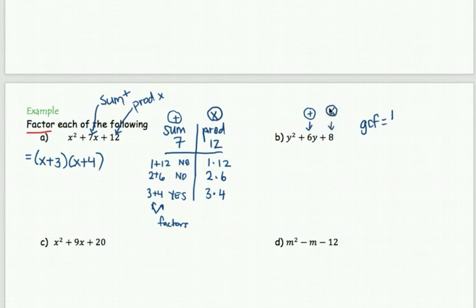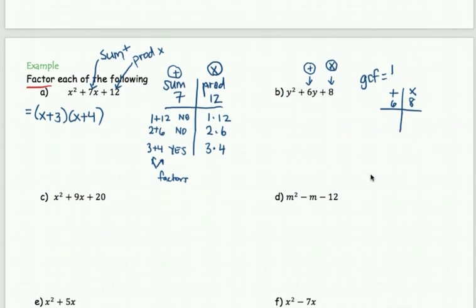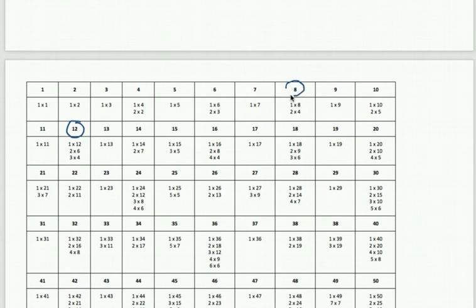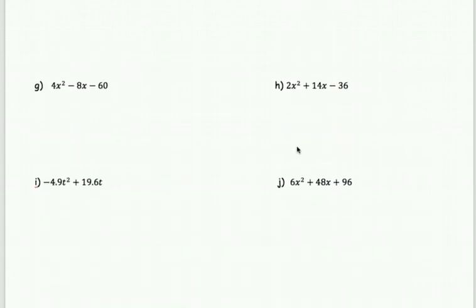Okay, so let's set up that table. We have to add to the middle one, which is 6, and we have to multiply to the 8. Again, we're going to go to our factor table down here, and here's 8. Here are the numbers that multiply to make 8. So let's go back up.